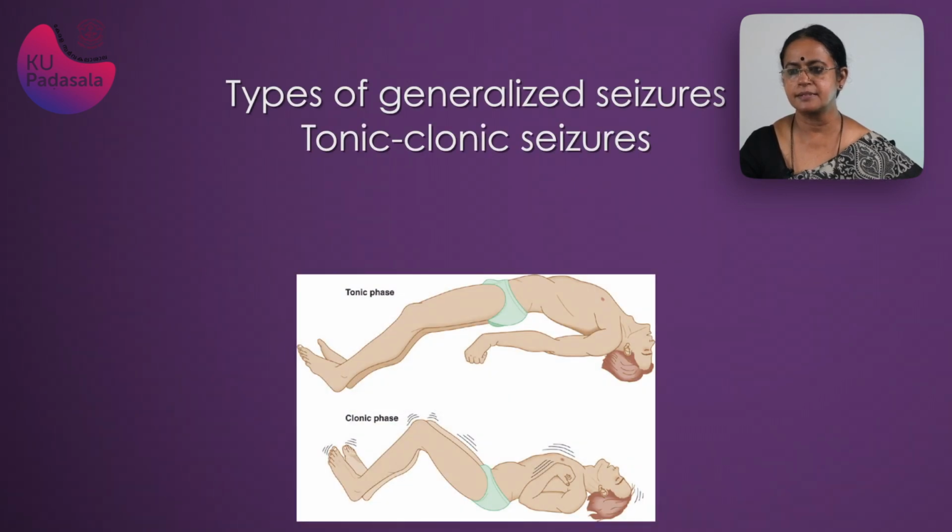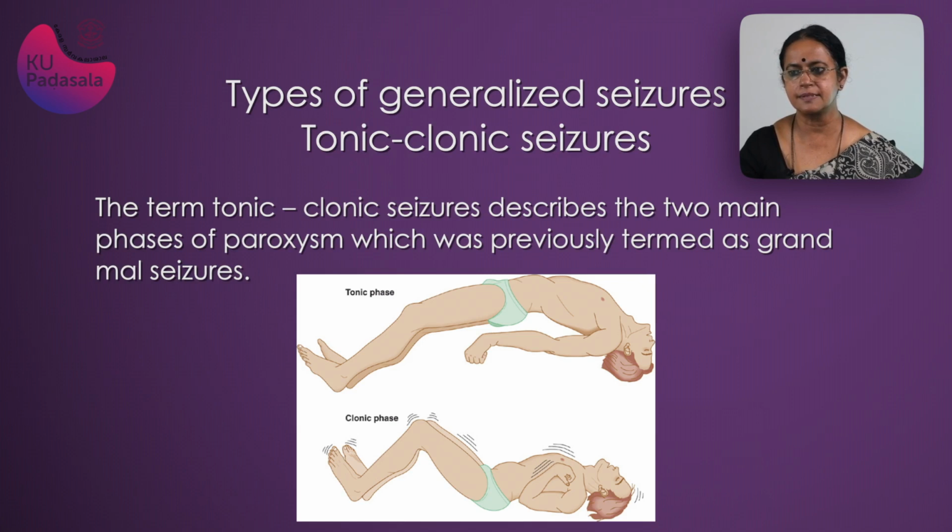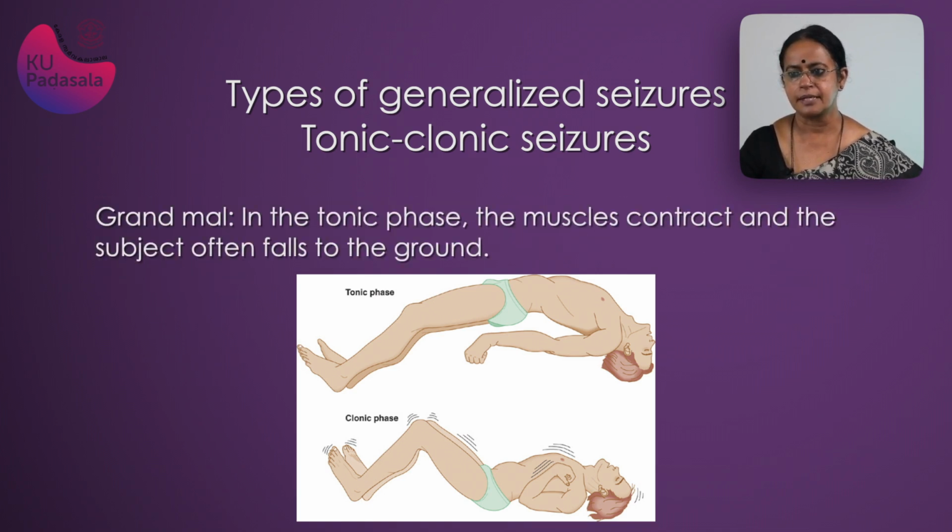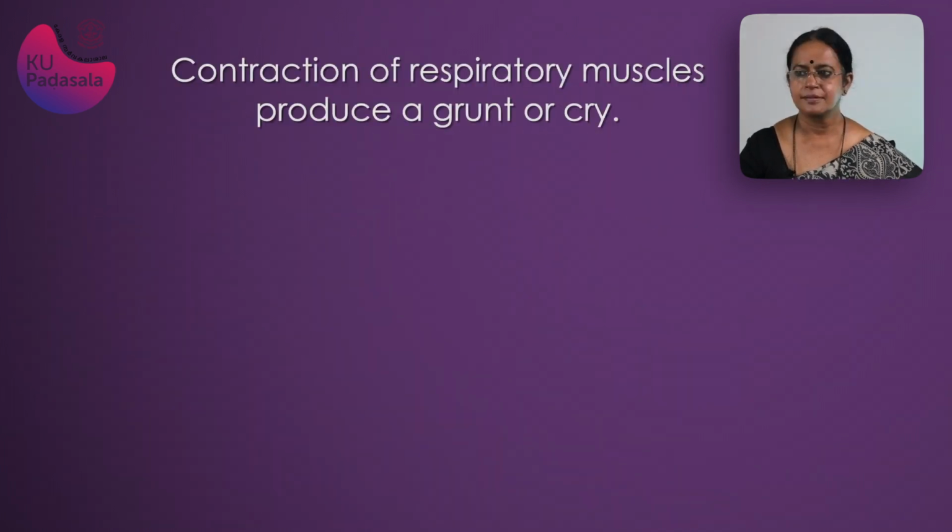Types of generalized seizures: tonic-clonic seizures. The term tonic-clonic seizures describes the 2 main phases of the paroxysm. Paroxysm means abnormal electric discharge, which was previously termed grand mal seizures. So you can see in the picture, in the tonic phase, the muscles contract and the subject often falls to the ground. Contraction of respiratory muscles produces a grunt or cry.